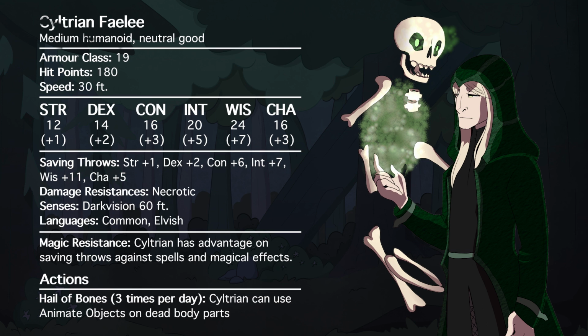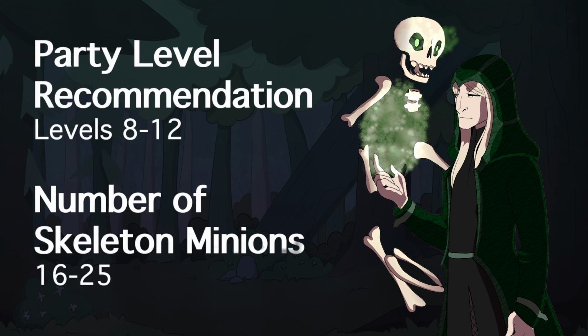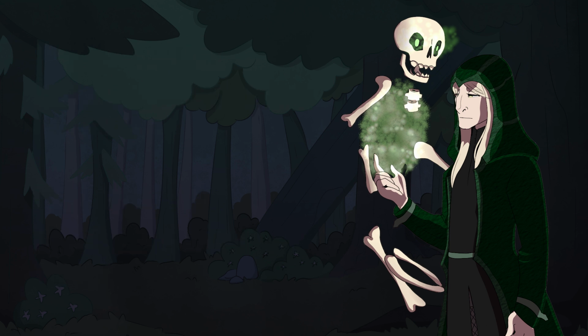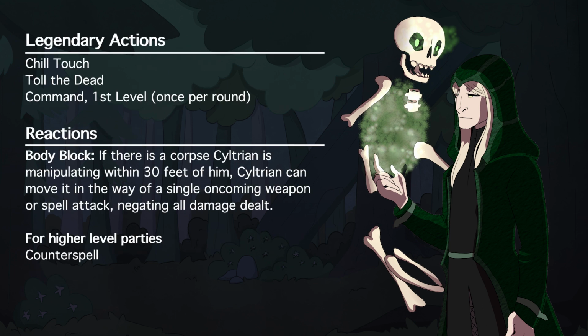As he is, I recommend tossing him at parties level 8 to 12, depending on how difficult you want to make the encounter. I also gave him magic resistance to make him extra scary, and what every boss creature needs, legendary actions. I went with Chill Touch, Toll the Dead, and a first level Command spell. Chill Touch is one of my favorite legendary actions because it prevents healing. Toll the Dead is for some extra damage, and Command is for causing some extra fun shenanigans with your players, and is on theme for a necromancer who commands armies of dead creatures.